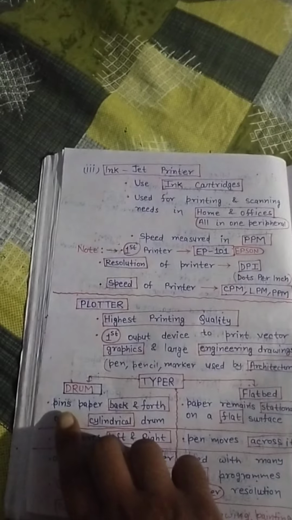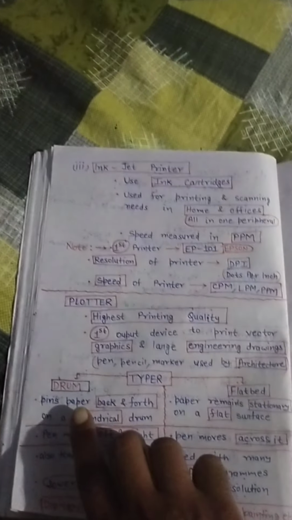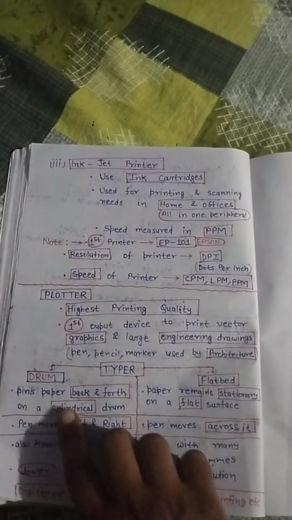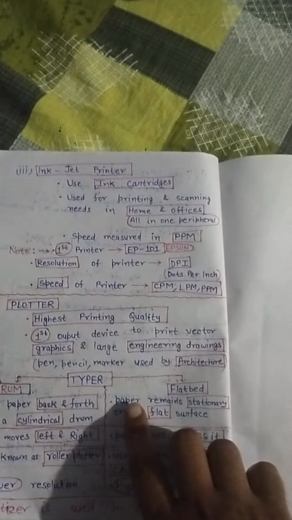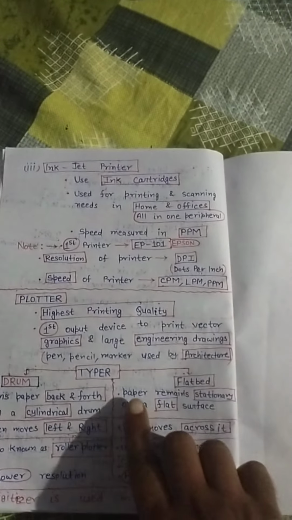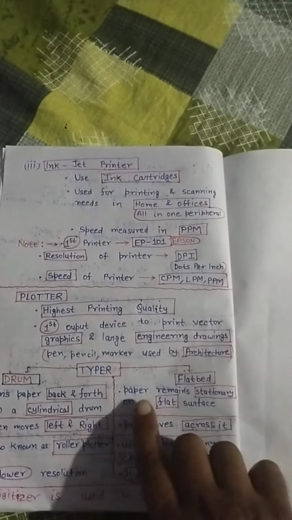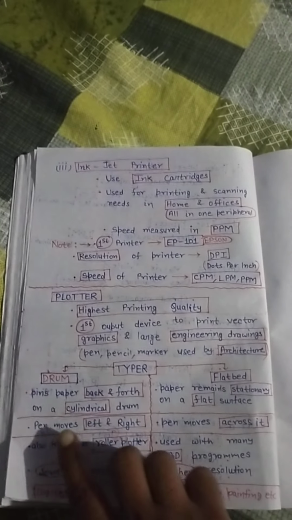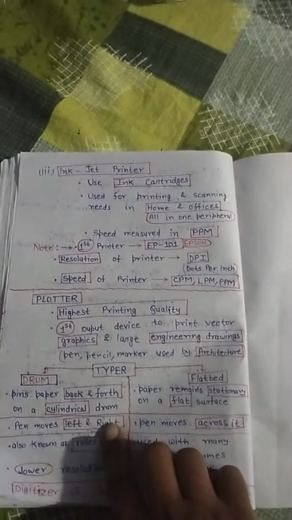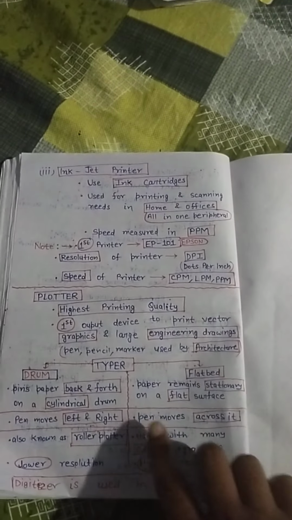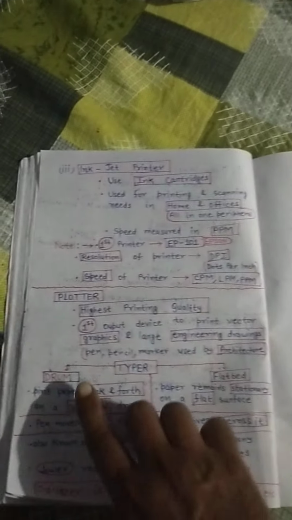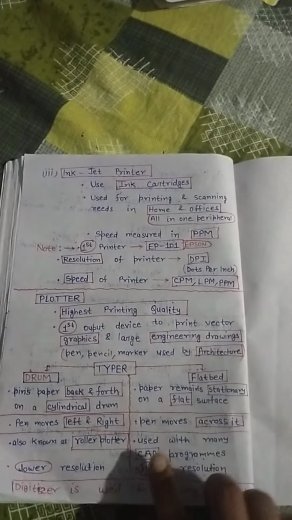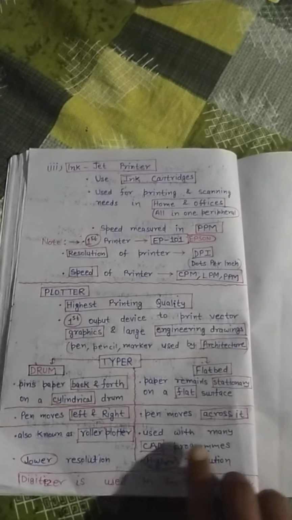Drum, which consists of pins, pulls paper back and forth on a cylindrical drum, whereas in flatbed, paper remains stationary on a flat surface. In drum, the pen moves left and right. In flatbed, the pen moves across it. Drum is also known as roller plotter. Flatbed is used with many CAD programs.